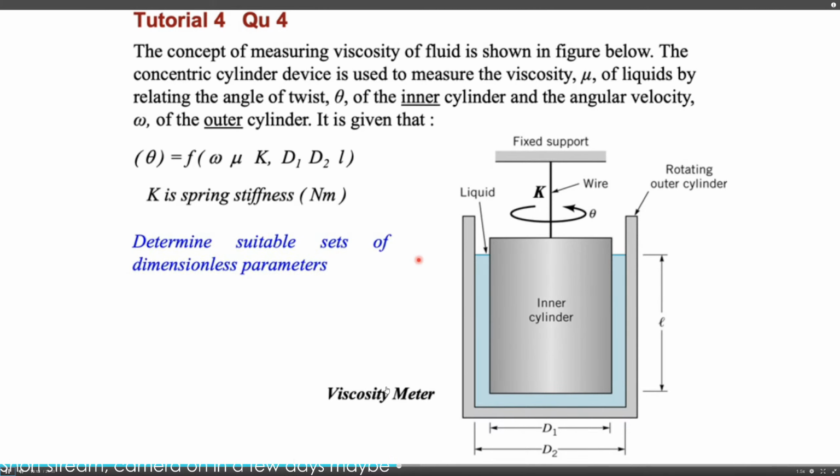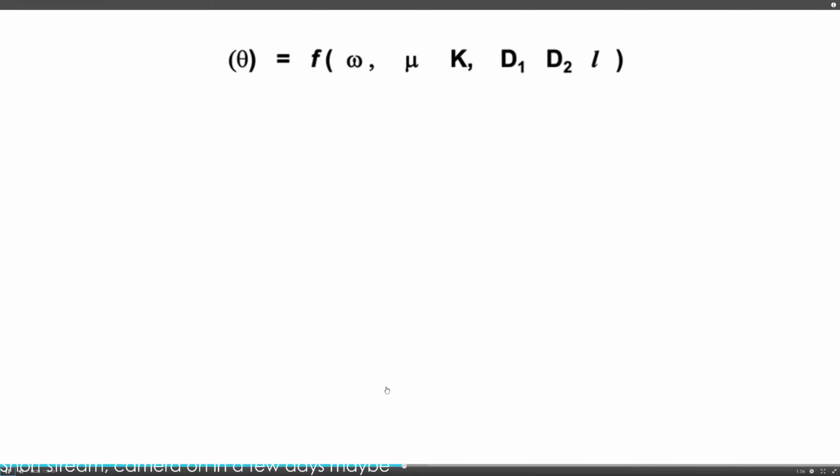Now let us first determine what sets of dimensionless terms are suitable in this case. Here you have these variables. Theta, the angle of twist, depends on all these variables. We're going to use the force, length, time system as the basic dimensions. Previously we used mass, length, time, but you can use either one, force, length, time or mass, length, time. You both arrive at the same base dimensionless terms.